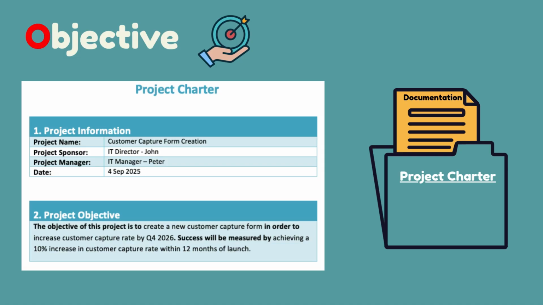You might want to know where we should have this documented? Good question. Let us introduce our first documentation here, which is the Project Charter. Project Charter is a high-level authorization document that formally starts the project. It establishes the project manager's authority, outlines what the project is about, and provides alignment with organizational strategy. In the example here, the project objective is in part 2 of the Project Charter.